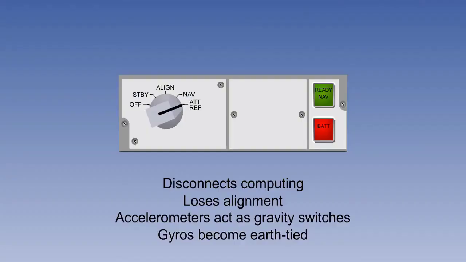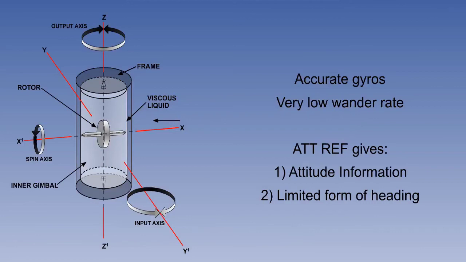This is done by selecting ATT REF on the MSU, which disconnects the computing and loses alignment if this has not already happened anyway. The accelerometers now act as gravity switches, as they do during the leveling phase of alignment, and the gyros become gravity tied in the long term. They become earth gyros. The system now gives attitude information and a limited form of heading.